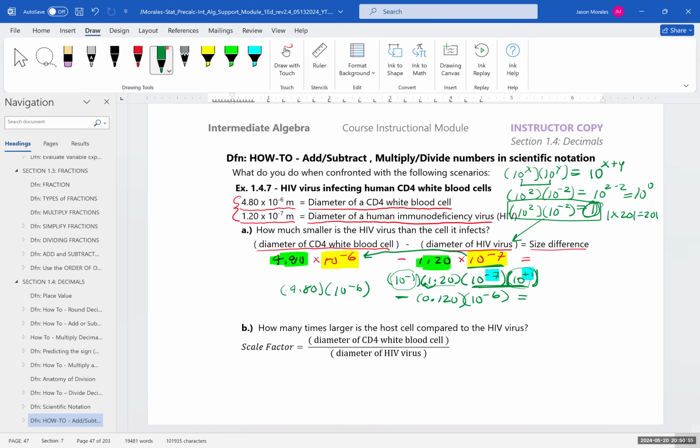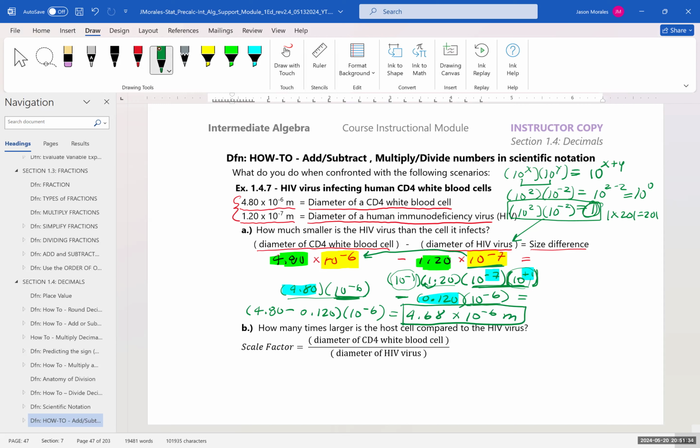So now that we've got both numbers in scientific notation with the same power of 10, that clears the room for us to just subtract these values of A. So now we've got 4.8 minus 0.120, and that's going to be times 10 to the negative 6. And 4.8 minus 0.12 gives us 4.68 times 10 to the minus 6 meters.